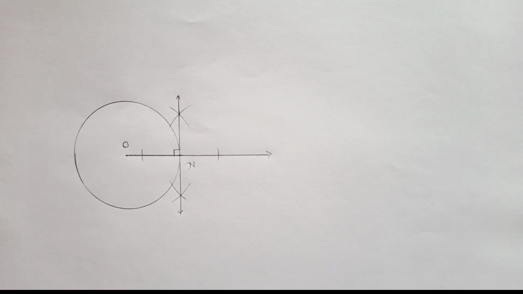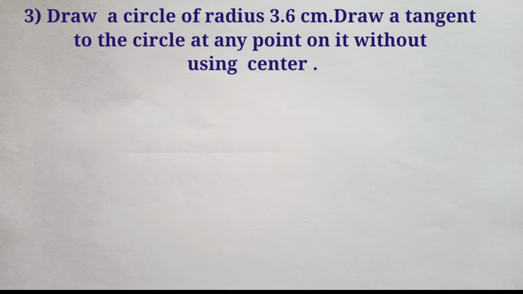Okay, so let's discuss question number 3. So what is there in question number 3? Draw a circle of radius 3.6 centimeter. Draw a tangent to a circle at any point on it without using the center of a circle. Now mind well, in this case we are not going to use the center of a circle.